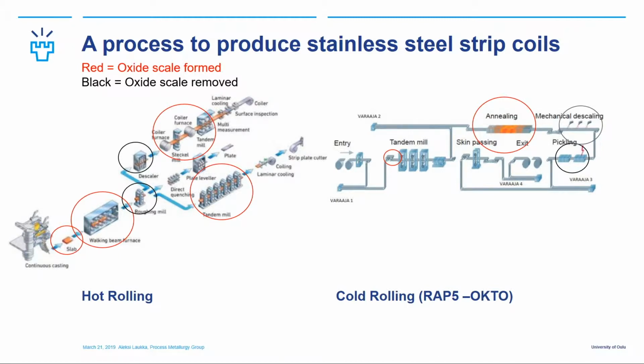And before the roughing mill, some of the scale is removed. And before the Steckel mill, there's another descaler, and we have the tandem mill and Steckel mill on the hot rolling side. Both of these processes involve oxidation when the process is in operation.